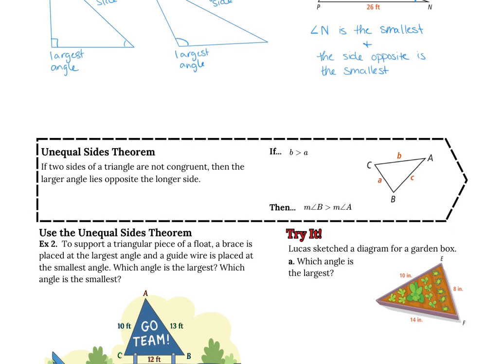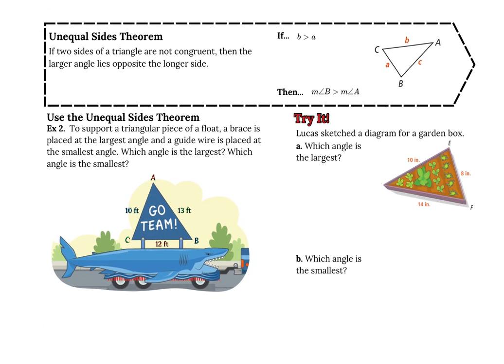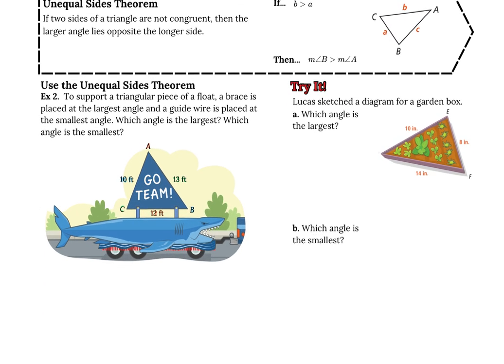Our unequal sides theorem. If two sides of a triangle are not congruent, so they're not equal, then the larger angle lies opposite the longer side. All right, so next we're going to use the unequal sides theorem.